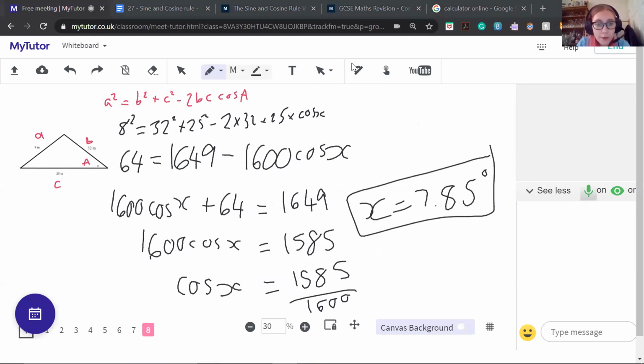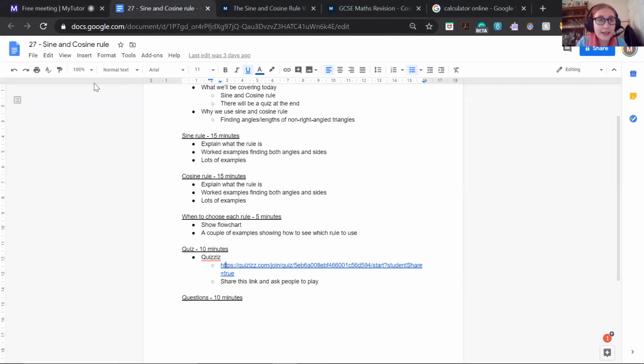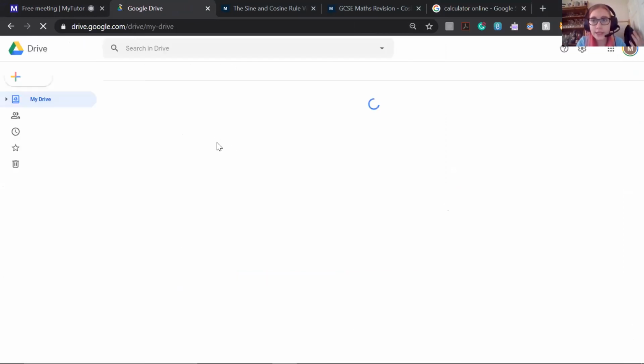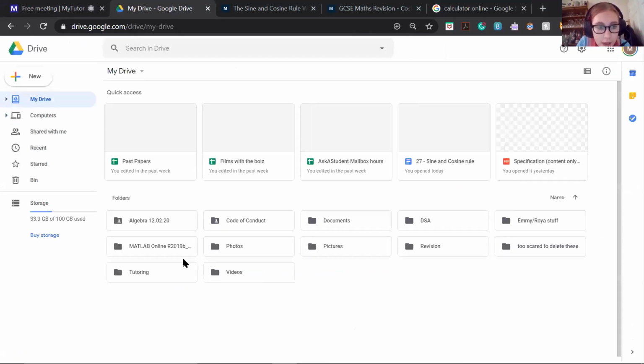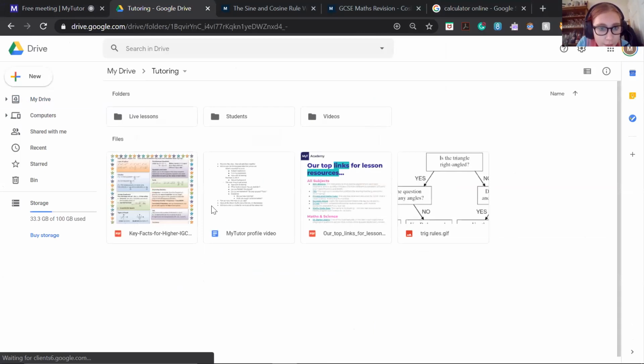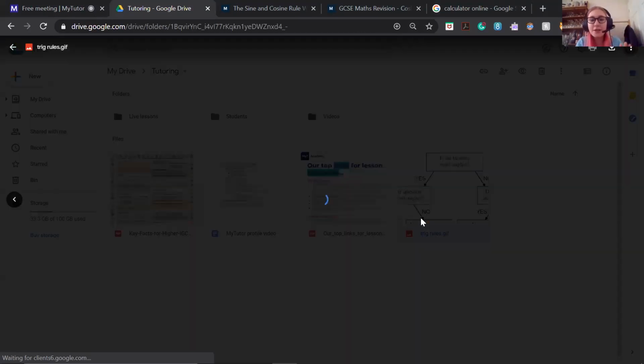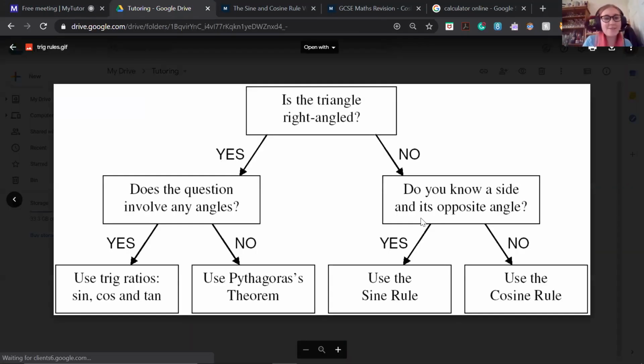Okay, a couple of people, now we're at the end. Oh gosh, yeah, math stroke time. Okay, we've got 2 minutes left. So the first thing that I want to do is show you my when to use each rule thing. So I've got it saved somewhere here. I should have had it open beforehand, but here we go. See, I use it so much, it's like at the beginning of my tutoring folder. So I'll show you this tomorrow as well.